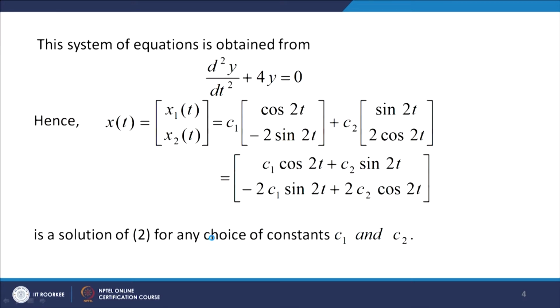Now, this system of equations is obtained from the second order differential equation with constant coefficients, d square y over dt square plus 4y equal to 0. To see this, let us put x1 equal to y and x2 equal to dy over dt.